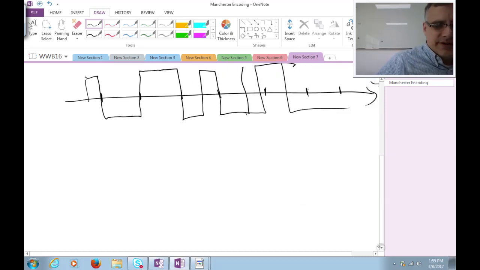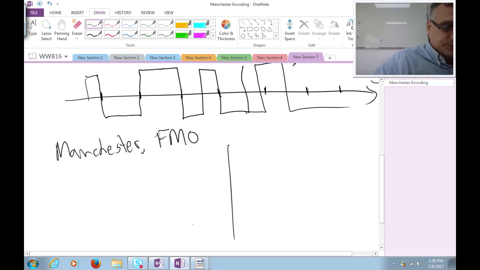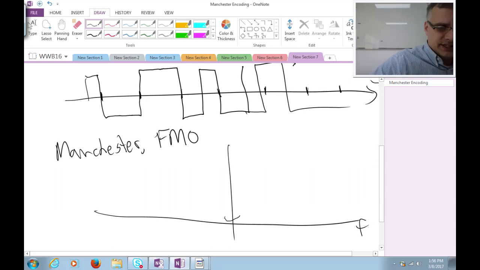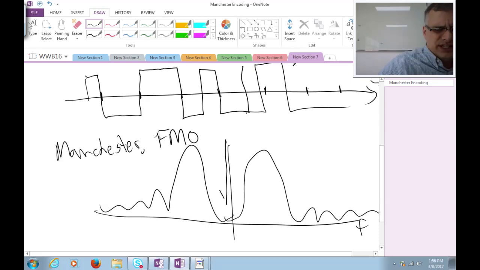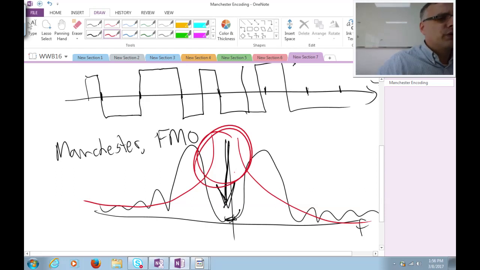In fact, if you looked at the power spectral density of Manchester encoding or FM0, you get the exact same result. The power spectral density looks something like this. It has a beautiful DC null here in the middle as a result of the balancing act, because this is a balanced code, which means that you can transmit it nicely through that orange noise channel, and it's impervious to this low frequency noise. So just by adding that extra bit, really.